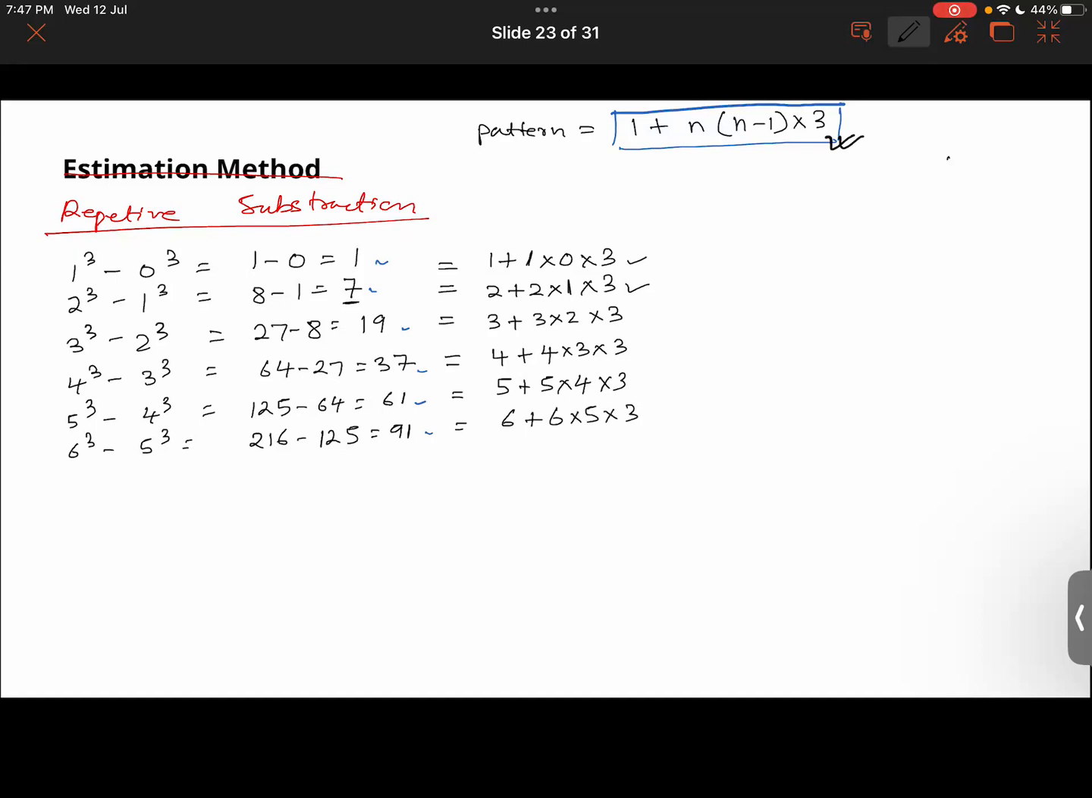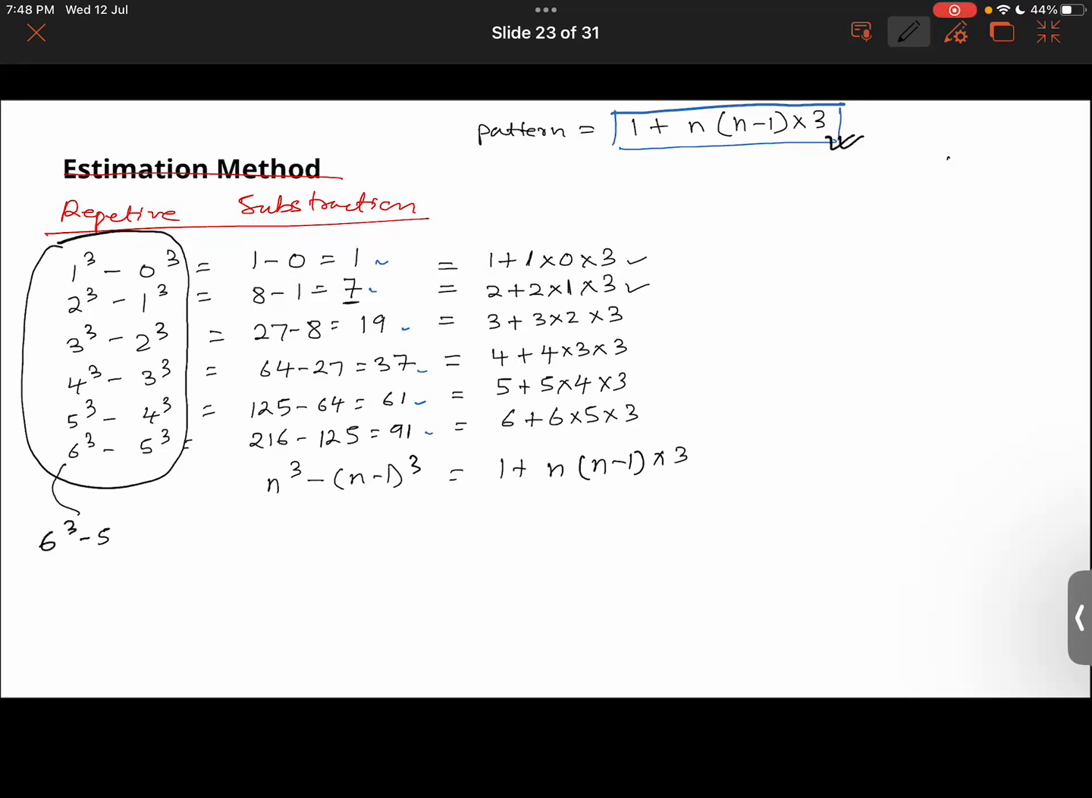Good. Okay, now observe this pattern, you guys. Now do tell me, is it not like this? n cube minus n minus 1 whole cube equals 1 plus n into n minus 1 into 3. Is it not like this? Take example of any number, any calculations from here. Let's take this one, 6 cube minus 5 cube. Or we could have taken any other number as well. So is it not like this?